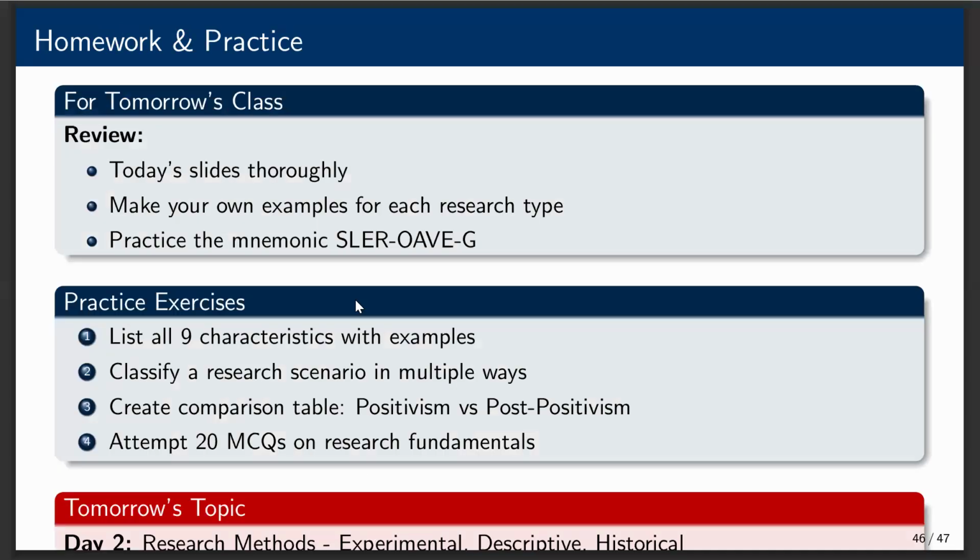So for tomorrow's class, you will be thoroughly reviewing today's slides. Make your own example for each research type. Practice the slides, then the practice exercise. List all 9 characteristics with examples. Classify research scenarios in multiple ways. Tomorrow we will be focusing more on research methods, that is experimental, descriptive and historical. So we'll stop over here.